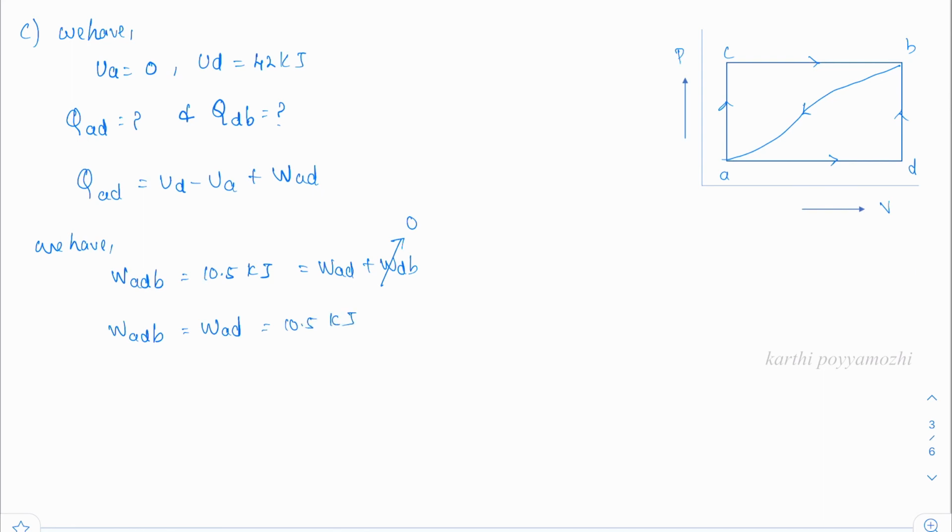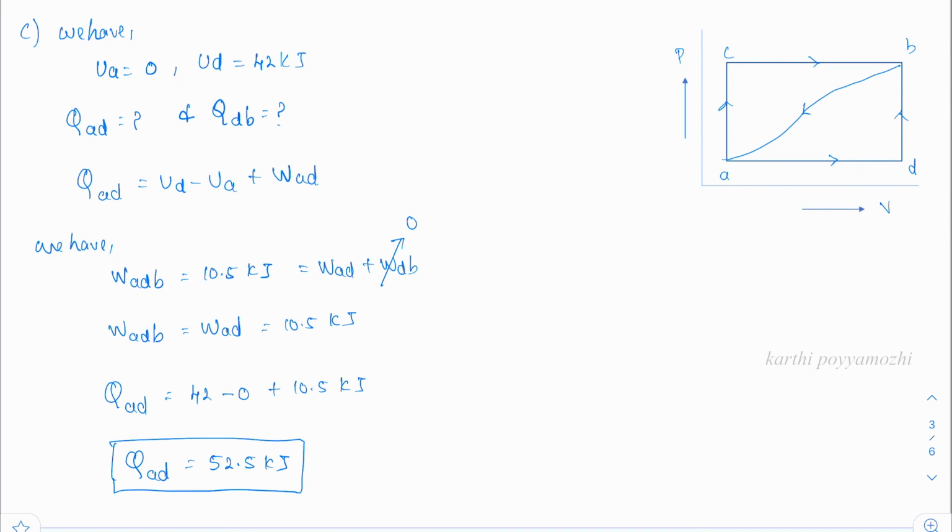Now we can substitute the value of work done on the path AD in this equation and find the value of QAD. The heat transfer along the path AD will be equal to UD, which is 42, minus 0, plus 10.5 kilojoule, and the heat transfer along the path AD will be equal to 52.5 kilojoule. So we have found the value of Q of AD, which is 52.5 kilojoule.